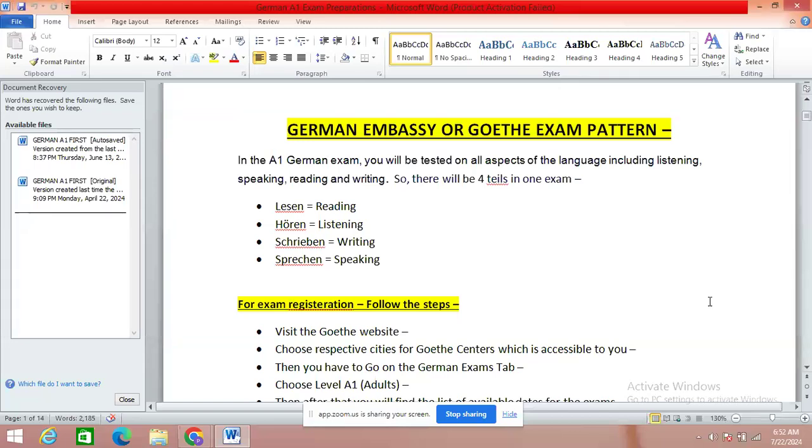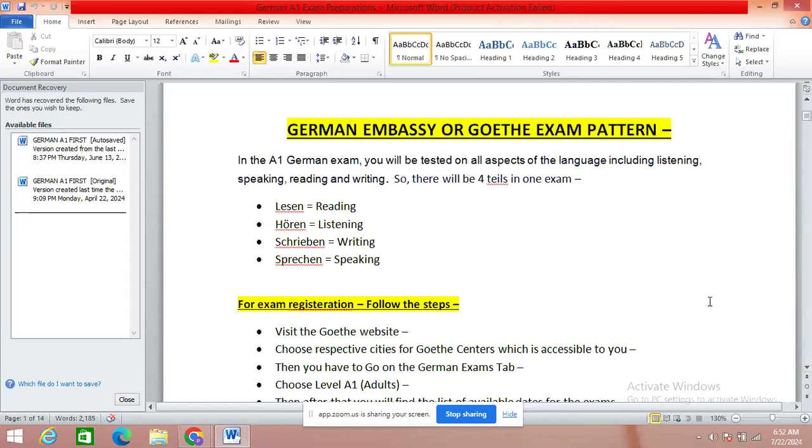Now, the main examination. Whenever you complete one level of the German examination, you need to give the Goethe examination. Since we are at the beginners level, we need to know what a Goethe examination is. In the A1 German exam, you will be tested on all aspects of the language, including listening, speaking, reading, and writing. There are going to be four tiles in this examination.